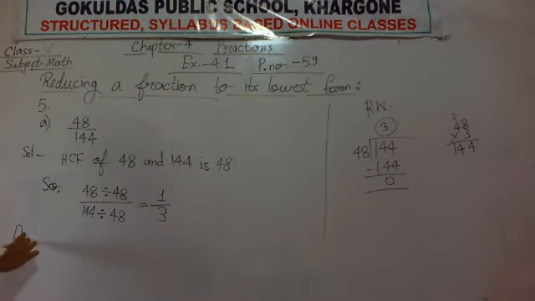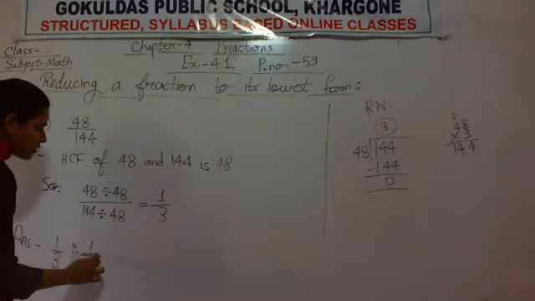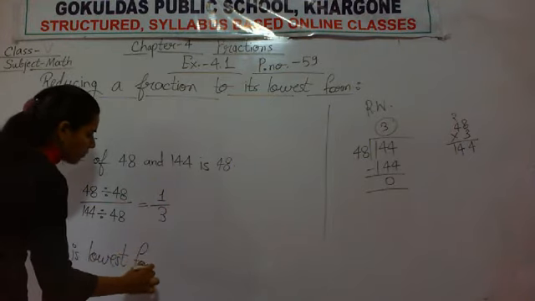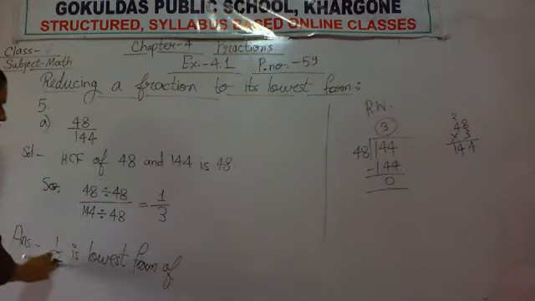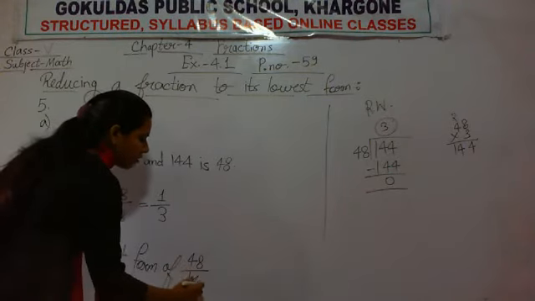So what will be your final answer? 1 upon 3 is the lowest form of 48 upon 144.